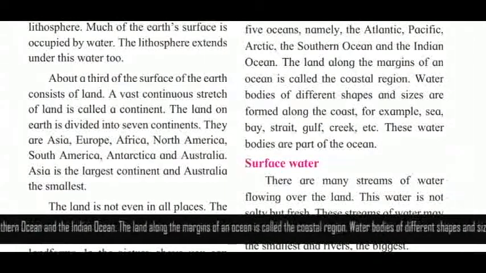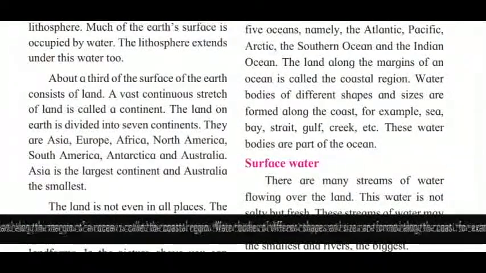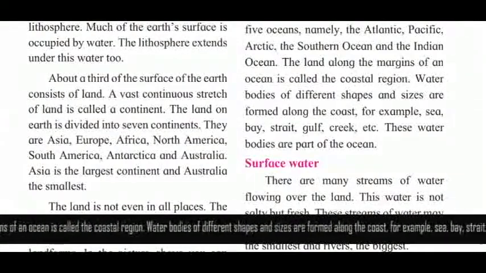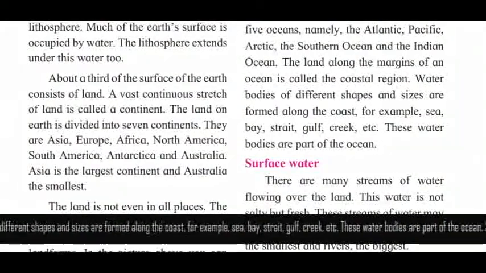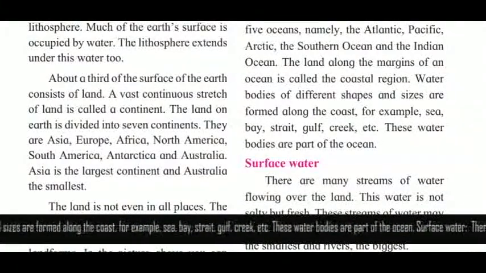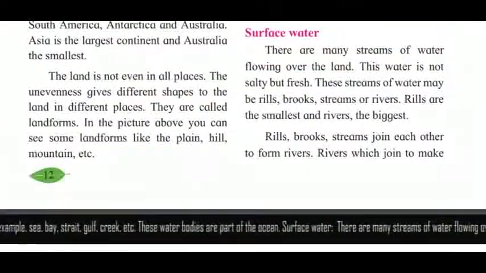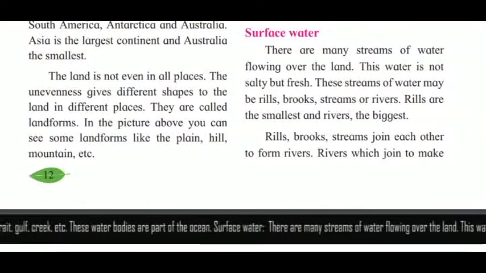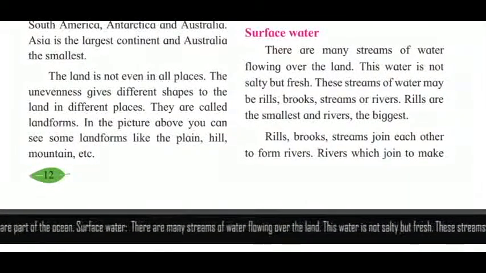The land along the margins of an ocean is called the coastal region. Water bodies of different shapes and sizes are formed along the coast, for example, sea, bay, strait, gulf, creek, etc. These water bodies are part of the ocean.